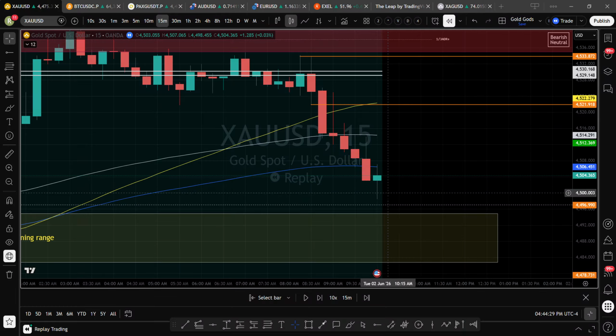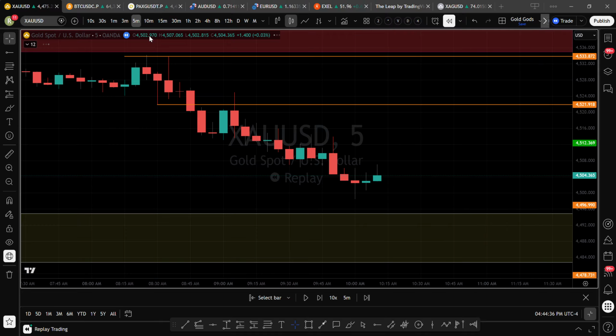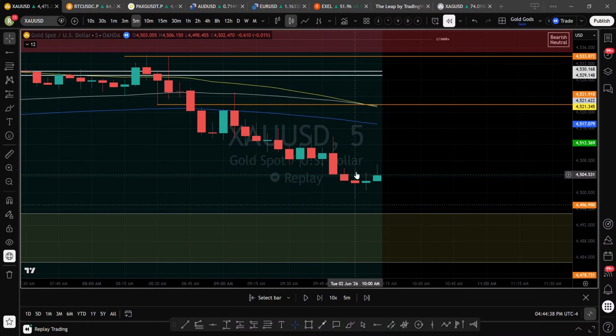Green candle like this on the 15. Could be a reversal. What do we do? We go back to the 5 to see what it looks like. Is that an engulfing candle? No, it is not. Let's go back to the 15.